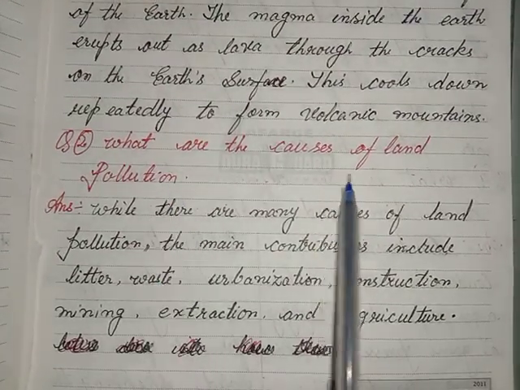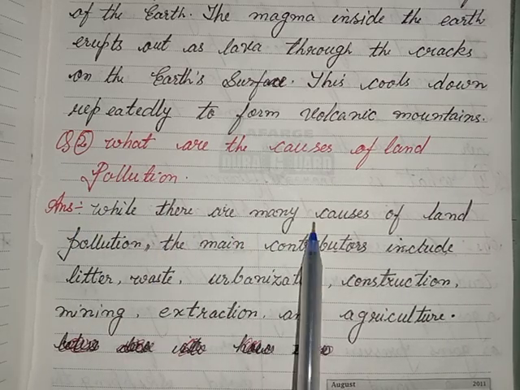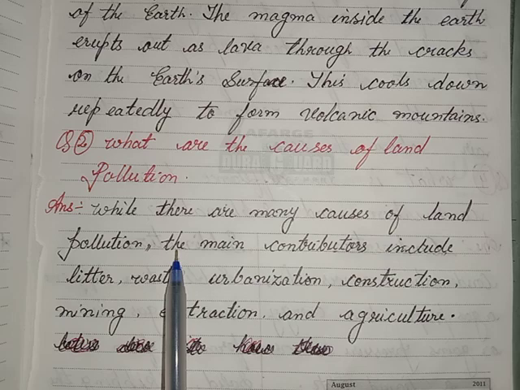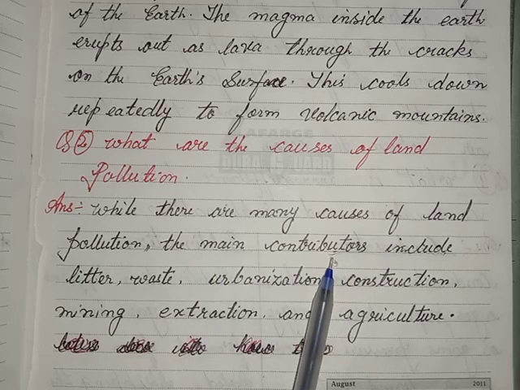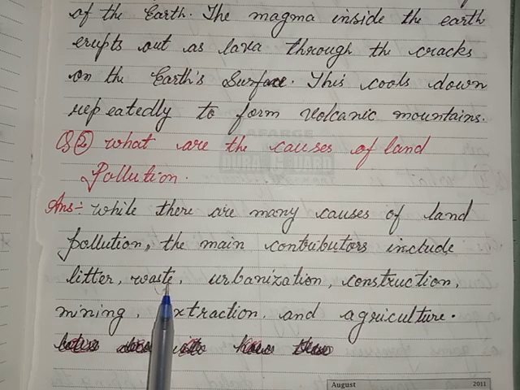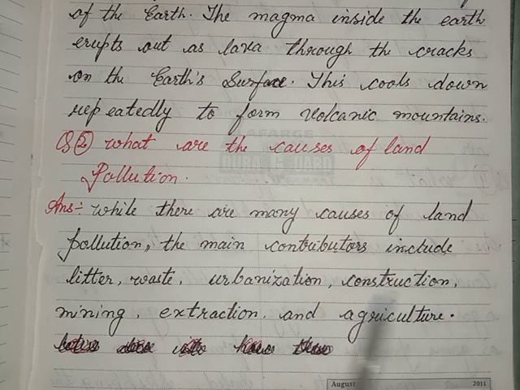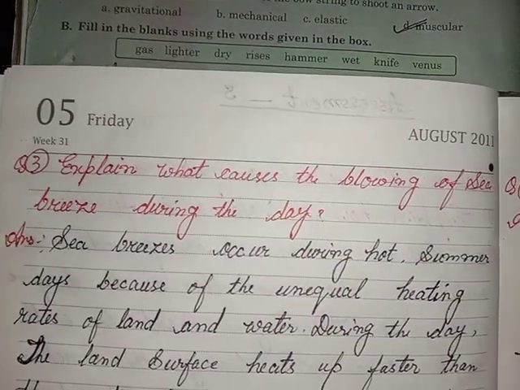2. What are the causes of land pollution? Answer. While there are many causes of land pollution, the main contributors include litter, waste, urbanization, construction, mining, extraction and agriculture.